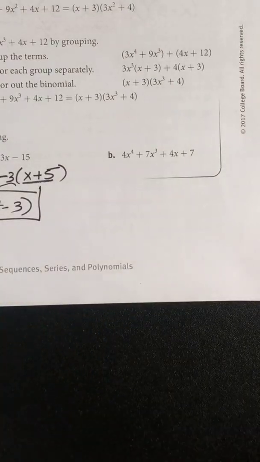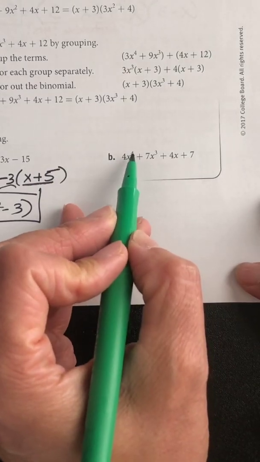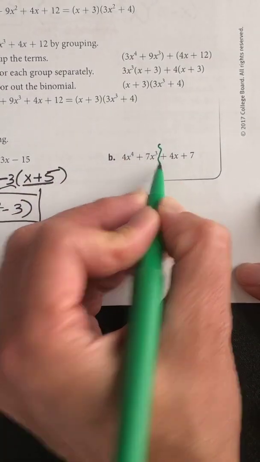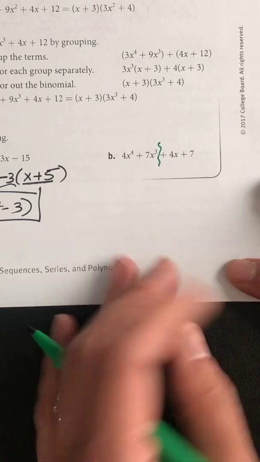Let's look at letter B. 4 terms. This time the highest degree is the 4th degree, but that doesn't mean we can't do it. We still can factor by grouping.